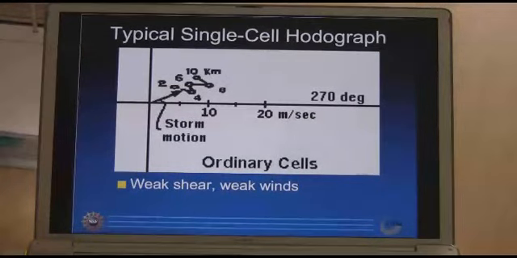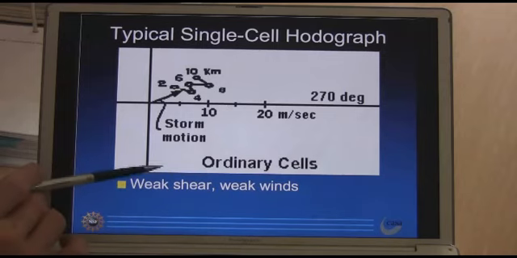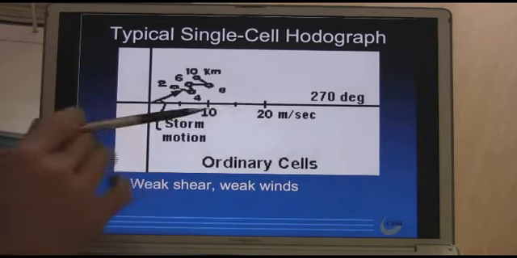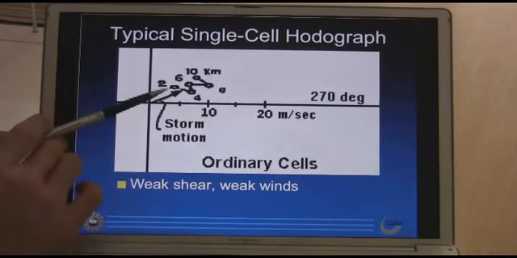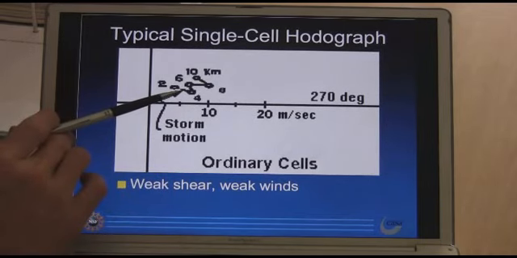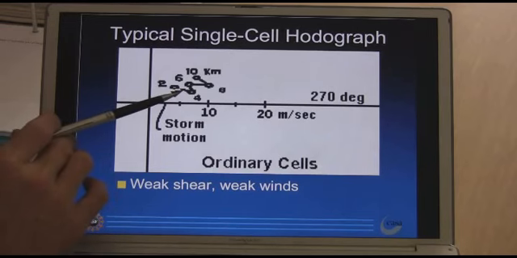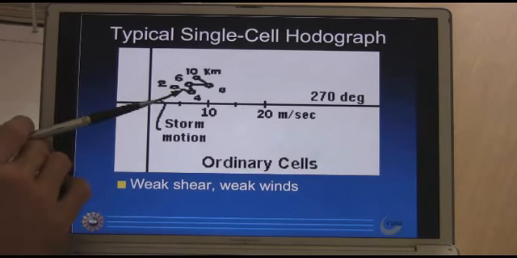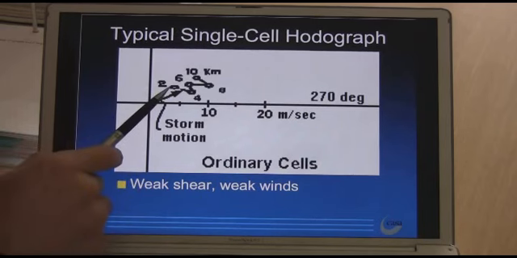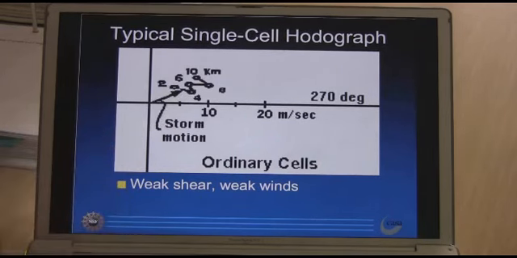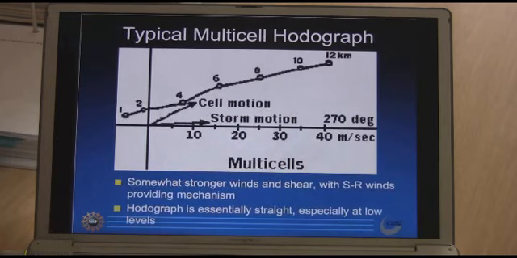Okay, so let's go back to our very simple classification for storms. Say a single cell hodograph would look like this. If we plotted up a typical sounding from ordinary cells, you see that there's weak shear and weak winds. This is the radius of the hodograph here. You notice that if the storm motion vector is like this, and I look at the helicity, it's going to be really small, right? Because from the surface, you can't even find it. The surface is right here, 4 kilometers here. There's almost no area swept out at all. So you see that single cell storms form in environments with almost no helicity, so you're not going to expect the updraft to rotate.